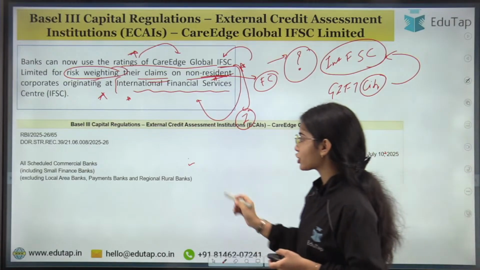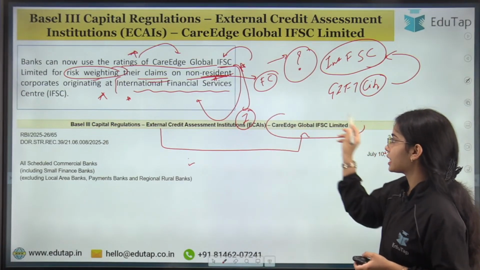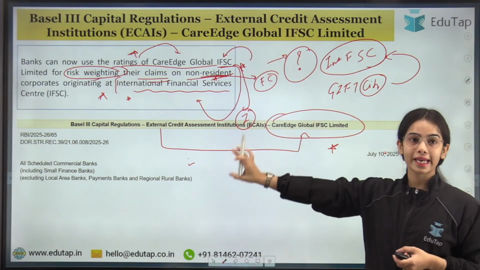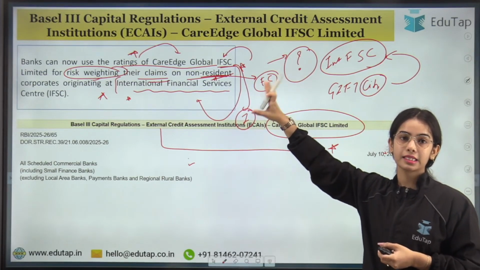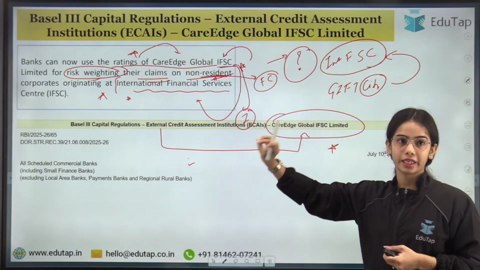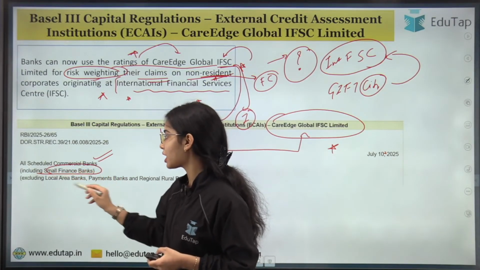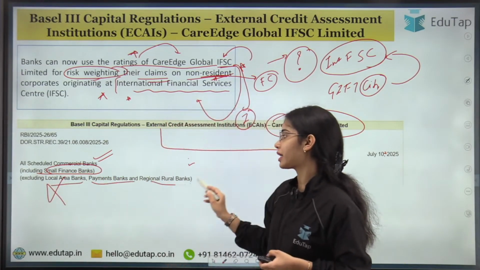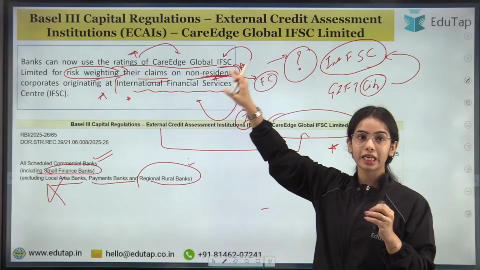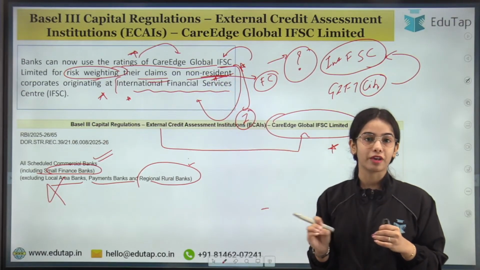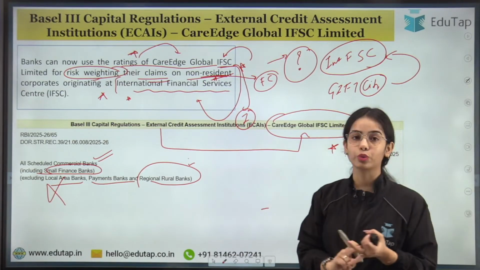So this is the notification that is released by the Reserve Bank of India, that the external credit assessment institution, that is CareEdge Global IFSC Limited, has become an external credit assessment institution that can assess the corporates and can provide the credit rating. Now this is for all the scheduled commercial banks, including the small finance banks, but excluding the local area banks, payment banks, and regional rural banks. That is, this kind of credit rating can be used by the scheduled commercial banks, including the small finance banks.